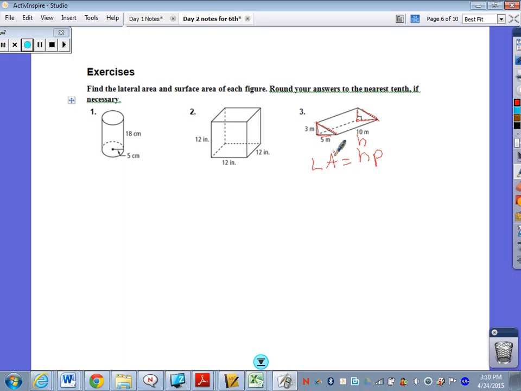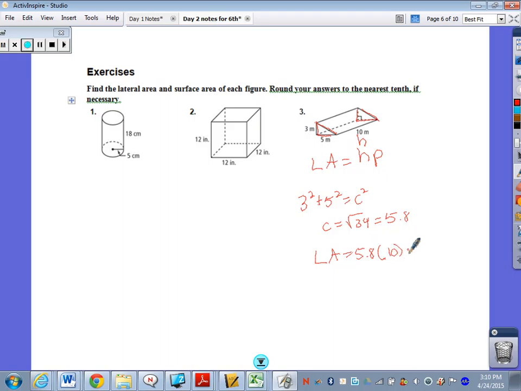And the perimeter, I'm going to have an issue because I don't have the hypotenuse. So how do we find the hypotenuse of a right triangle? We do Pythagorean theorem. So we're going to do this. If you solve for C, you get the square root of 34, which if I round to the nearest tenth is 5.8. And then the lateral area, I'm going to do 5.8 times the height, which is 10.